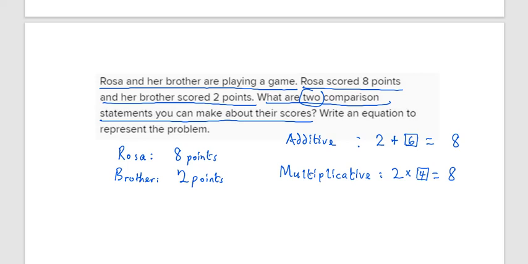So write an equation to represent the problem. In terms of equation, this is the equation. And if it is statement-wise, we can say Rosa has 6 points more than her brother, or Rosa's points is 4 times that of his brother. Rosa's points, which is 8, is 4 times that of his brother, which is 2.